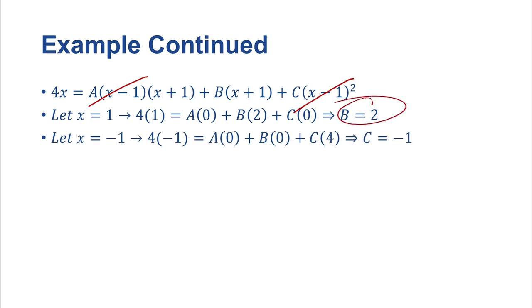All right, so now we're going to let x equal negative 1. That's going to cancel out these factors, and it's going to isolate C. We get 4 times negative 1 is equal to A times 0 plus B times 0 plus C times 4. Then you do a little arithmetic. C is equal to negative 1.